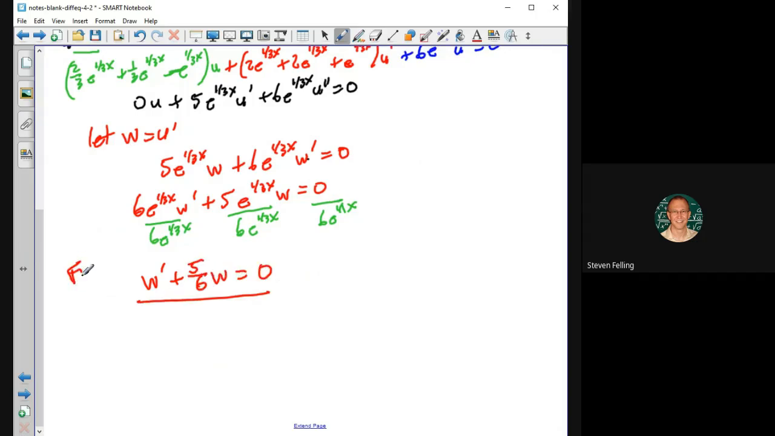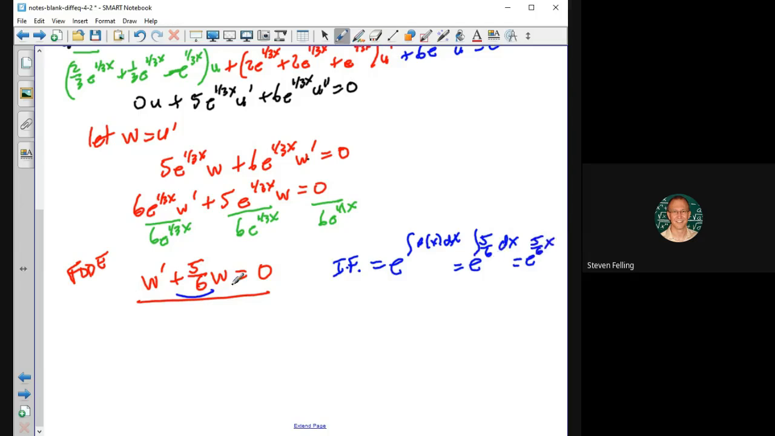So here's a new first order differential equation that I can now solve. All right, so this is a linear first order differential equation. We have it in terms of y or w here. Constant coefficients. I could use a couple different methods to solve this, but let's go ahead and use the integrating factor method. So the integrating factor is going to be e to the integral of p dx, where this is p. So it's going to be e to the integral of 5/6 dx. And so that's going to end up being just e to the 5/6x as the integrating factor.